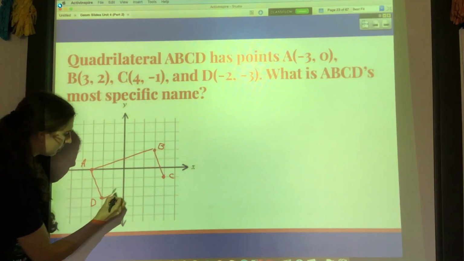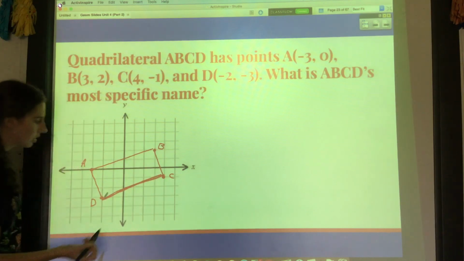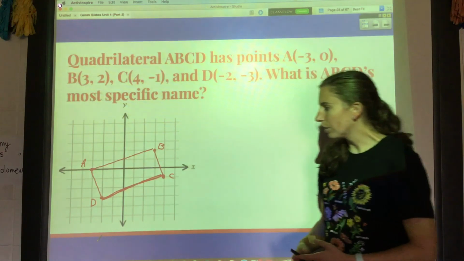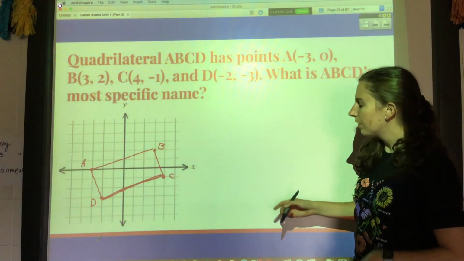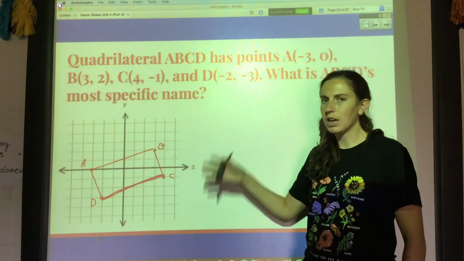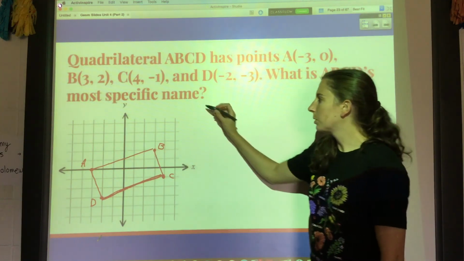It may not even be a parallelogram. It might just be a quadrilateral. And so the first thing I'm going to want to do, it'll just be like 5 minutes, sorry. The first thing I want to do is make sure it's at least a parallelogram, because if it's not a parallelogram, it can't be any of the others. So let's find the slopes.